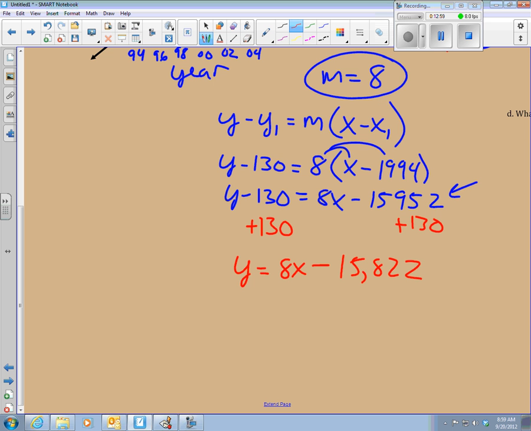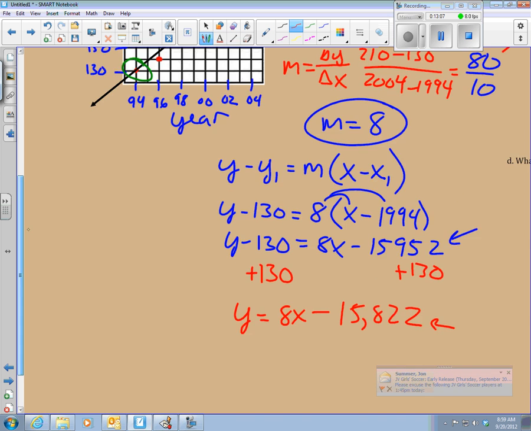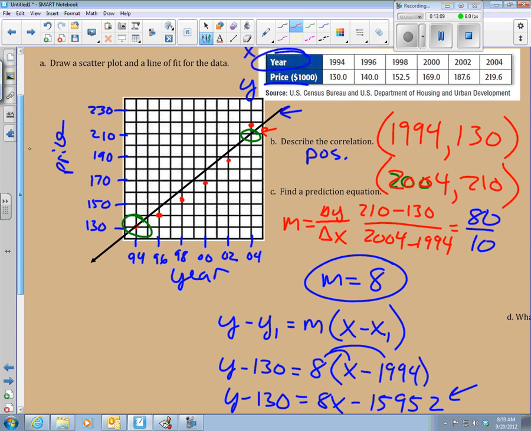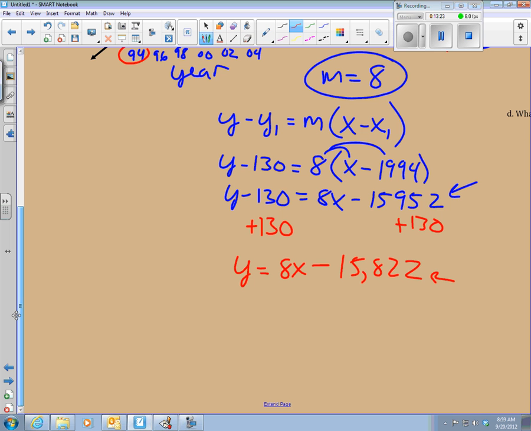That means the house goes up $8,000 for every 1 year, basically. And my y-intercept is negative 15,822. Now, if you look over here, it looks like my y-intercept is going to be a little bit less than 130, but this is at 1994. So this graph doesn't start at 0 and 0. So the y-intercept doesn't really represent this graph very well, but that really doesn't matter. We still can use it as a prediction equation.